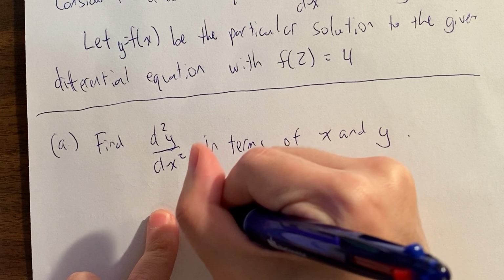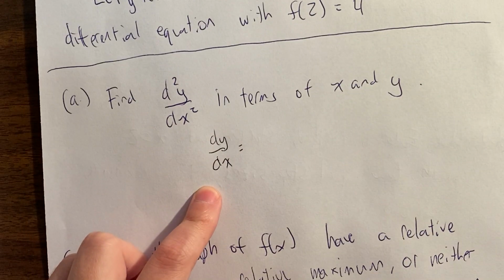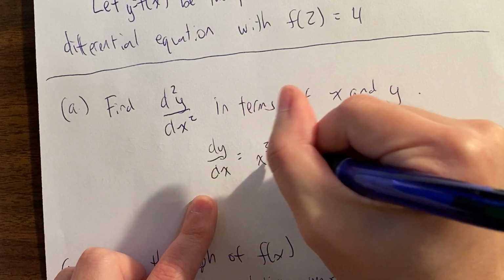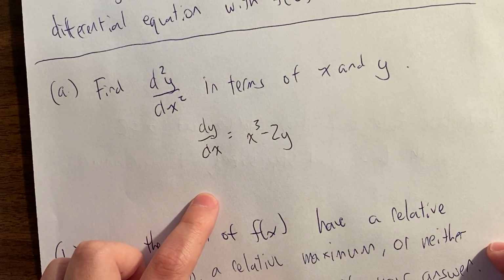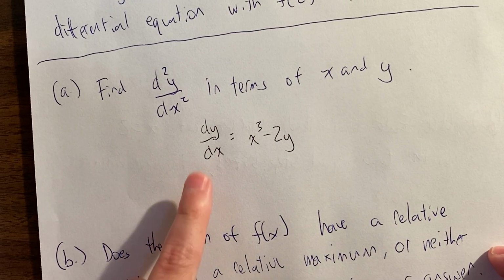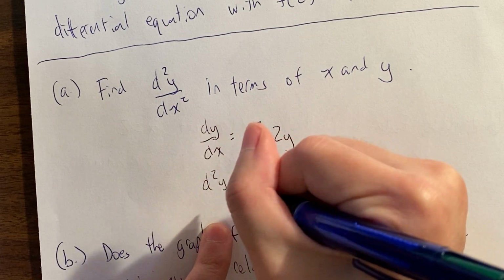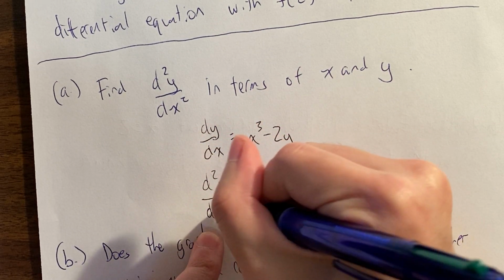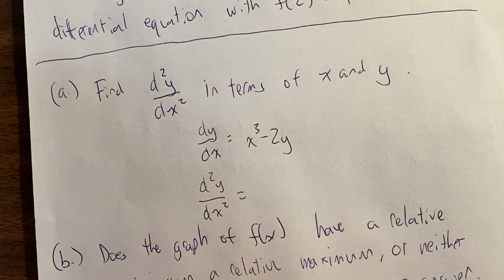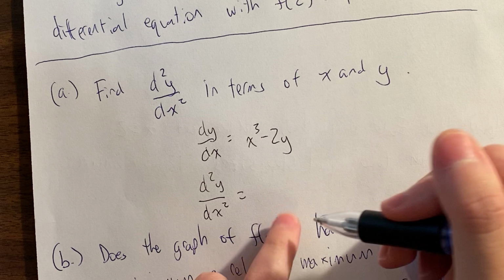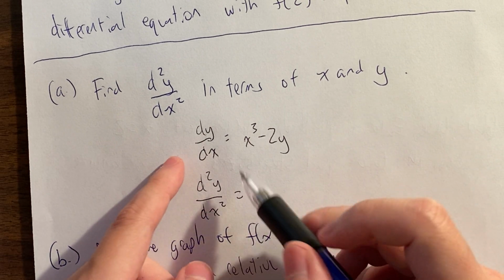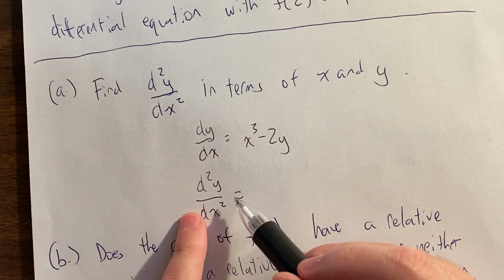So let's write that down, and this was given. What we want to do is take the derivative of dy/dx, so we're going to write d²y/dx². This is the second derivative, of course, written in Leibniz's notation. We're just going to take this derivative once and we're going to be done, because we're starting off with the first derivative, ending on the second derivative.